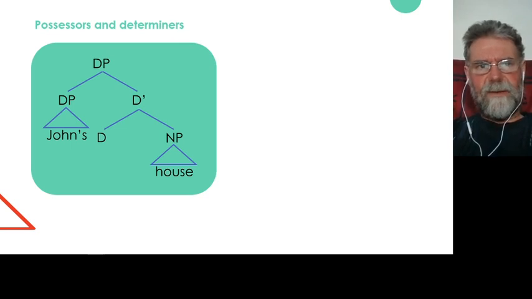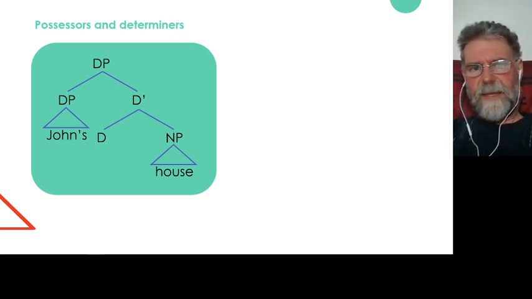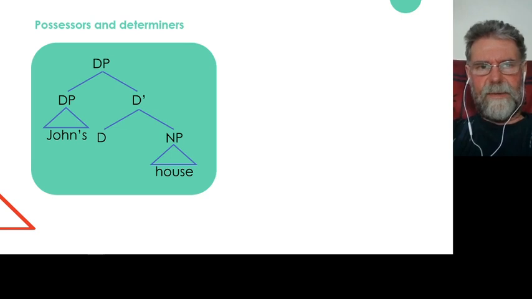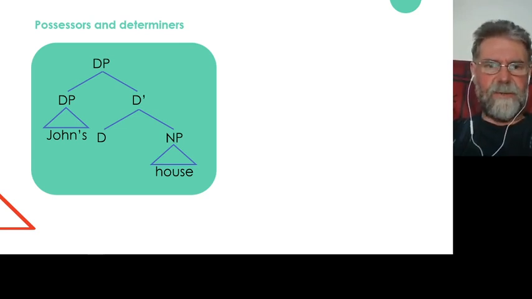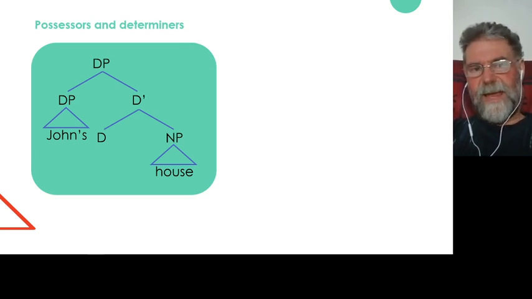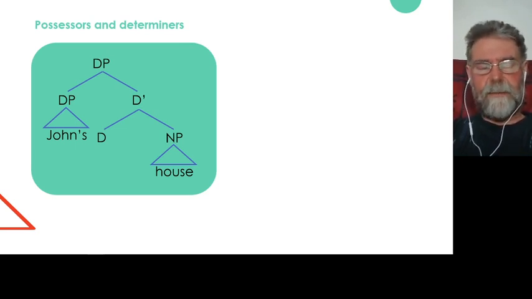Let's just concentrate on the determiner element inside this phrase. Note, as we've drawn it here, there's nothing in the determiner position. There is no determiner apparently. So we just have the possessor, John's, and the NP complement, house, and then the determiner head position seems to be empty. And in fact, it turns out that you can't fill that determiner position with a determiner.